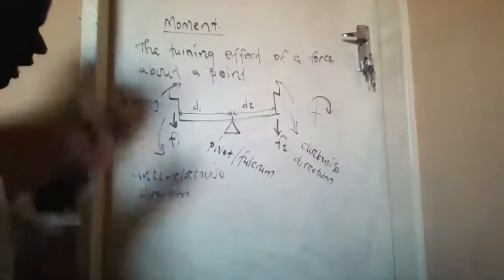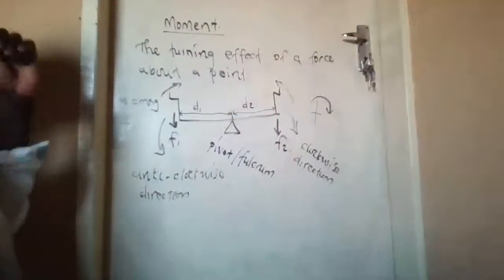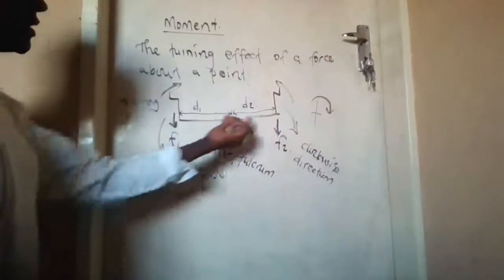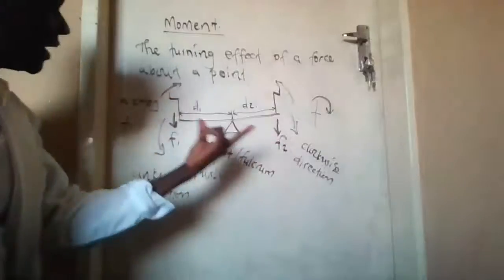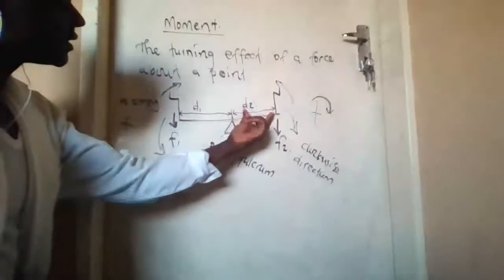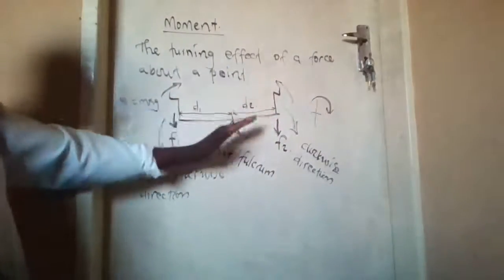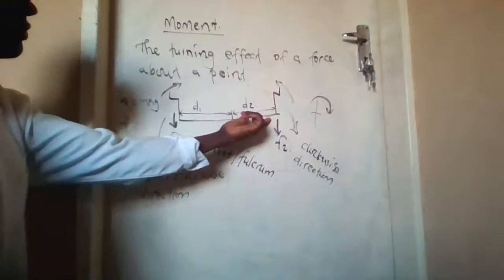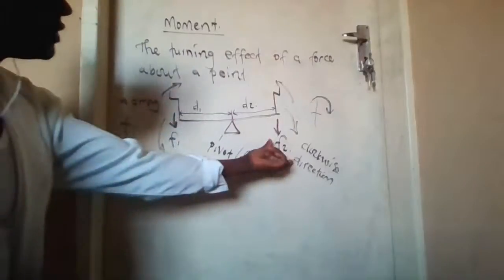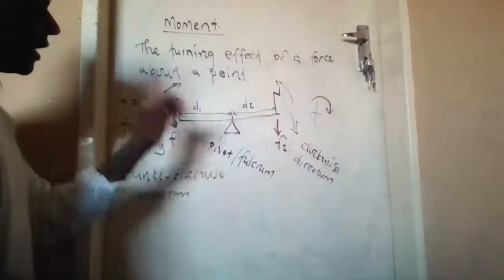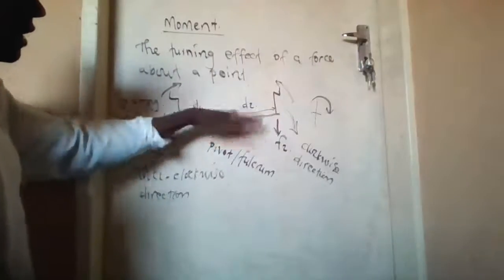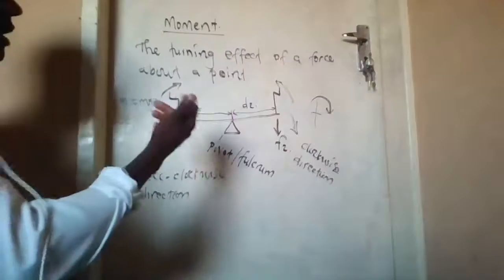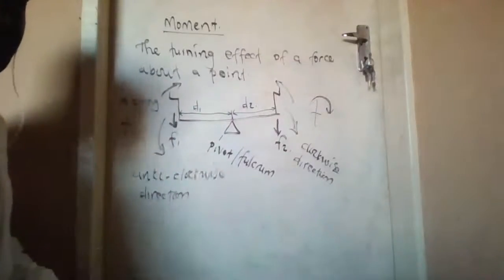But if the amount of force 1 applied is equal to force 2, and if distance 1 is equal to distance 2, this object will not bend in any direction. If distance 1 is equal to distance 2, and force 1 is equal to force 2, then this seesaw will not move in any direction. It will be in equilibrium, or it will balance.